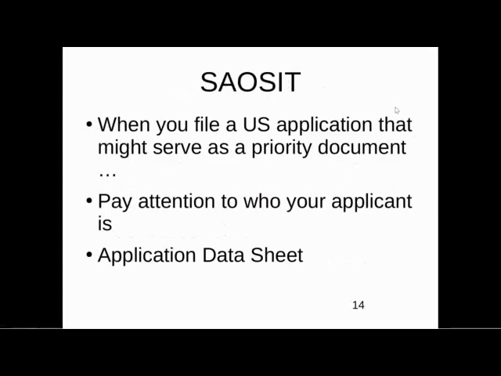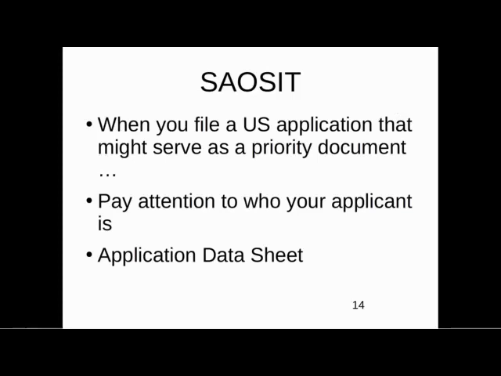I'm emphasizing it now. Anytime you file a U.S. application that has a chance of serving as a priority document for later purposes, and this could be for design purposes, this could be for utility patent purposes, anything that might be a priority document later. It might be a U.S. provisional, it might be a U.S. design application, it might be a PCT, which is presenting subject matter not covered in any previous filing.